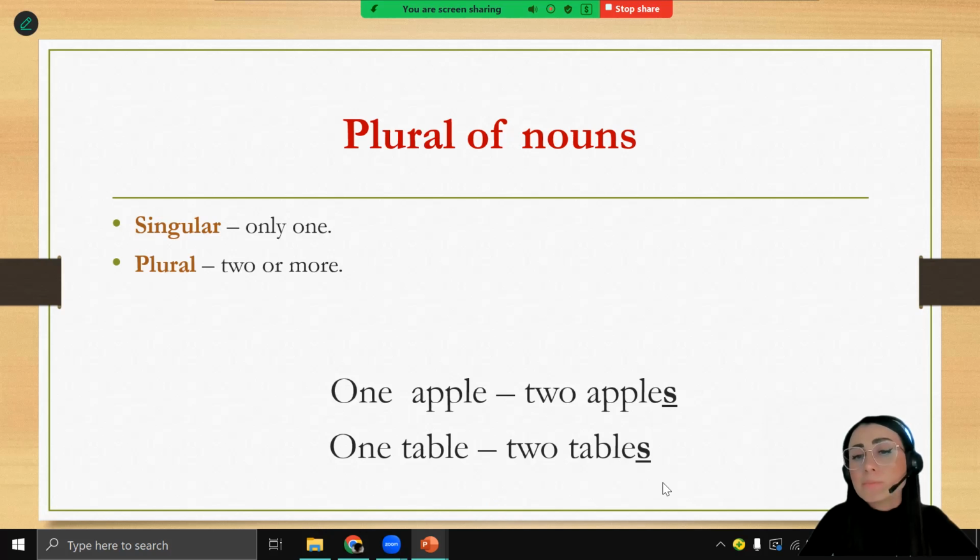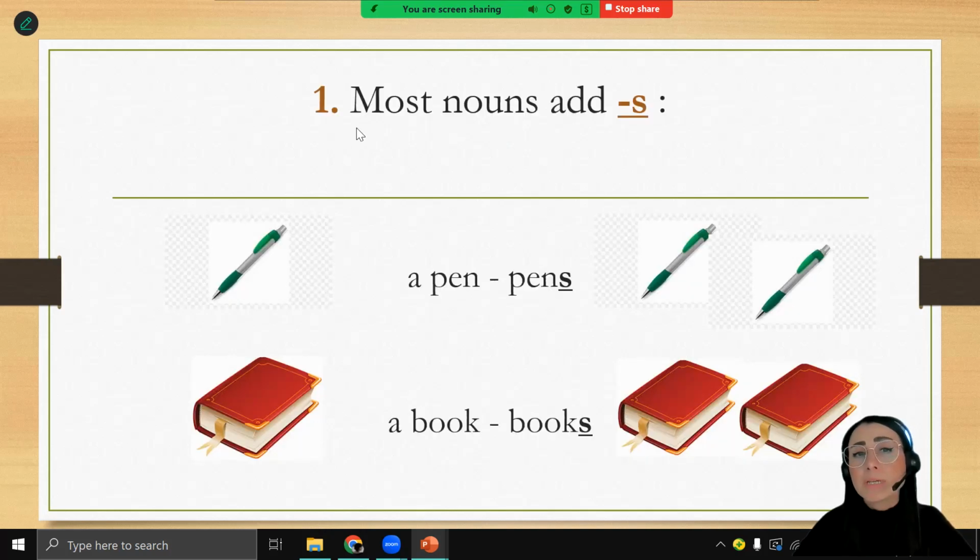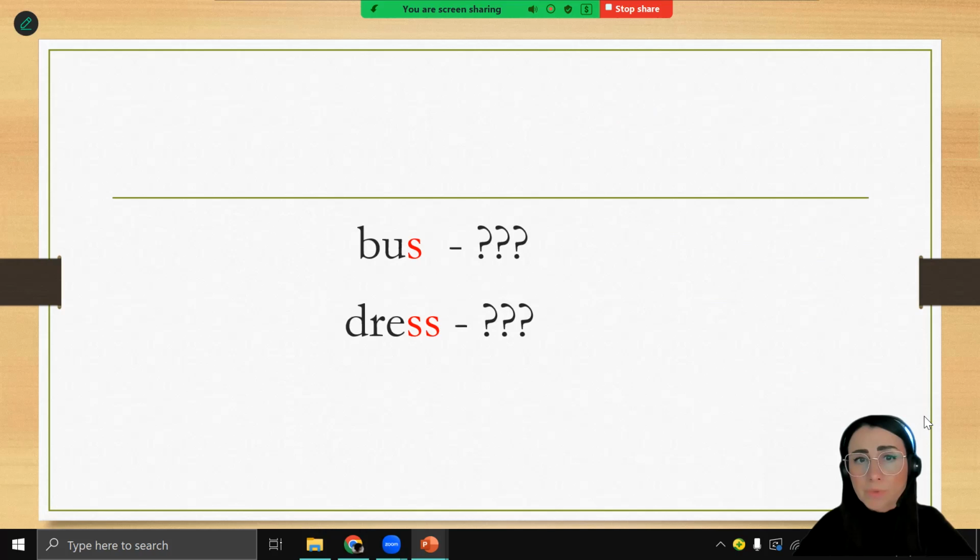One table, two tables. To make plural of nouns, we add the ending s to most of the nouns. One pen, two pens. One computer, two computers. One lamp, five lamps, and so on. As you can see, most nouns add the ending s. A pen, pens, a book, books. But this is only the first rule.